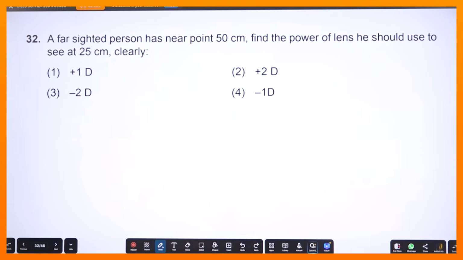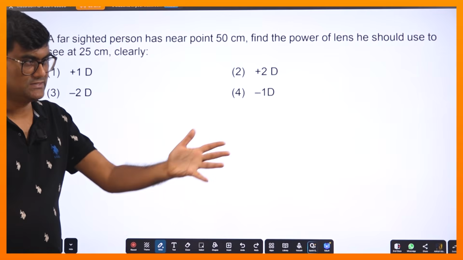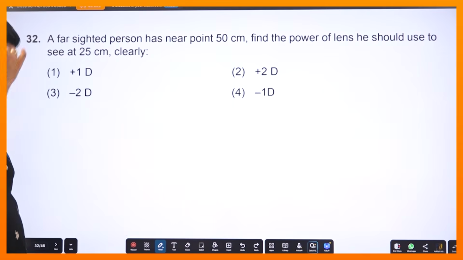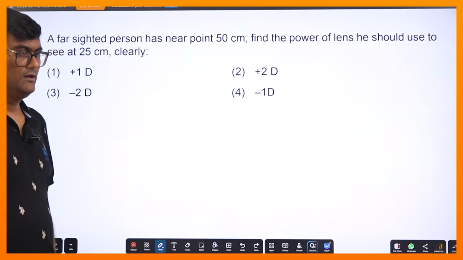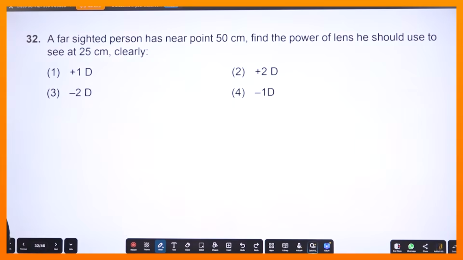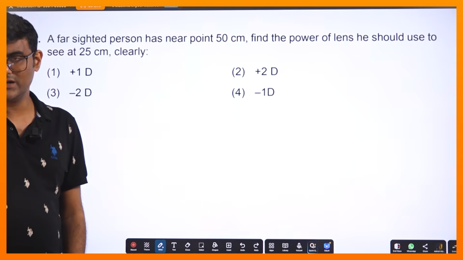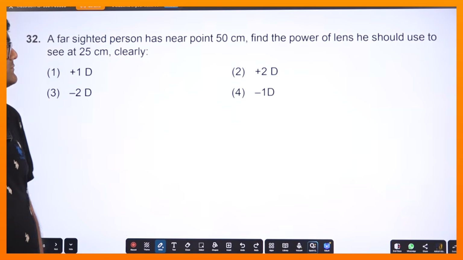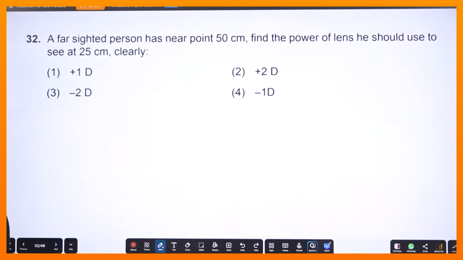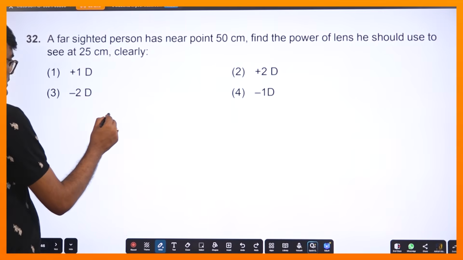A far-sighted person has a near point of 50 centimeters, right? A far-sighted person means the person can see the longer distance. In general, the near point is 25 centimeter, but this person cannot see closer than 50 centimeter distance. What power of the lens should he use to see 25 centimeter clearly?